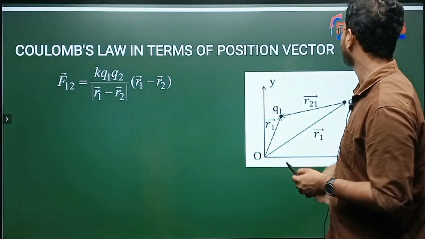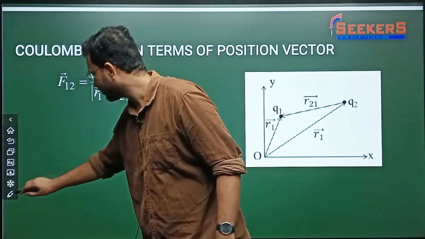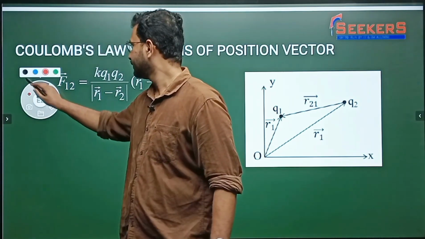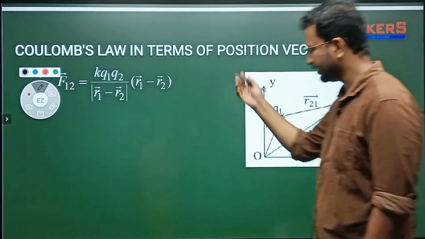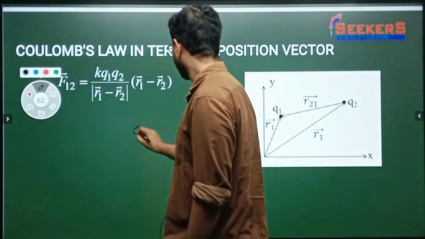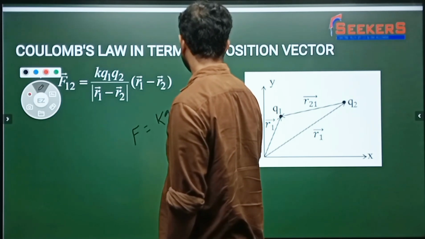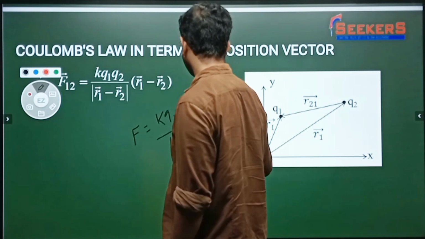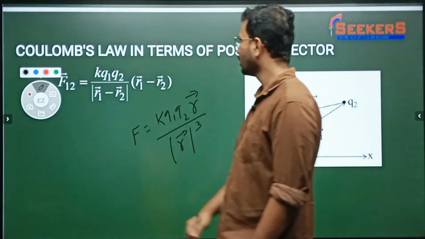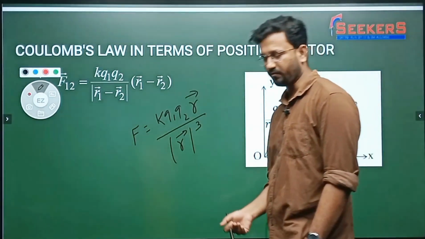Coulomb's law in terms of position vector is very important. Most of the students have confusion in this. Coulomb's law in vector form. As you can see here, it's written as F equals K Q1 Q2 times R vector divided by magnitude of R whole cube. Why do we need to study Coulomb's law in vector form?